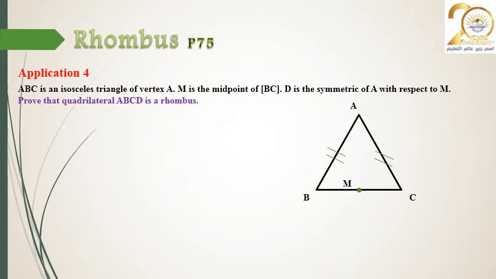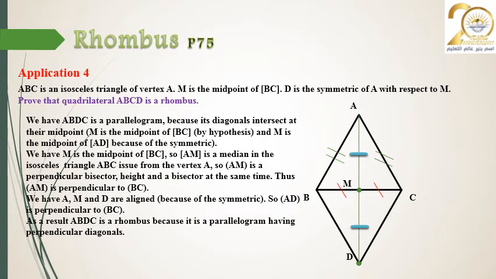We have M, the midpoint of the base BC, and we have D, the symmetric of A with respect to M. So M cuts BC into two equal parts because it's the midpoint of BC. So BM is equal to MC. And D is the symmetric of A with respect to M. That means D is as far from M as A is from M. So the distance between A and M is equal to the distance between D and M. So we have to prove that ABCD is a rhombus.